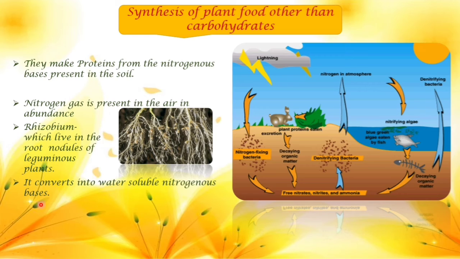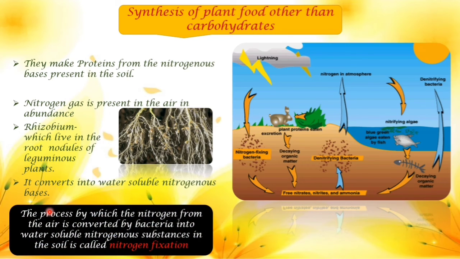All right. So now it converts to water soluble nitrogenous bases. From the atmospheric nitrogen, it is now converted into water soluble nitrogenous bases. This process by which the nitrogen is converted from the atmospheric nitrogen to the water soluble nitrogenous bases is called nitrogen fixation. It is fixing the nitrogen from the atmosphere to the soil so that the plant can utilize it in a better way to produce the proteins required for the growth of the plant. This is also called the nitrogen cycle. We will learn how exactly the nitrogen cycle is involved in it.